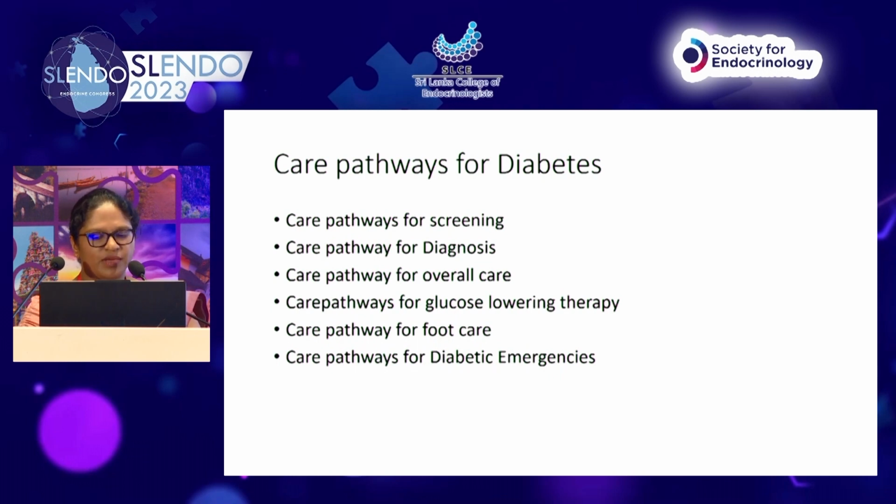We can discuss among our colleagues, primary care, secondary care, tertiary care, and preventive medicine, NCD, and we can make care pathways for anything. Care pathways could be for screening for diabetes, or for diagnosis, oral care, glucose lowering therapy, foot care, and care pathways for diabetic emergency. So we can get together and make care pathways uniform to all.